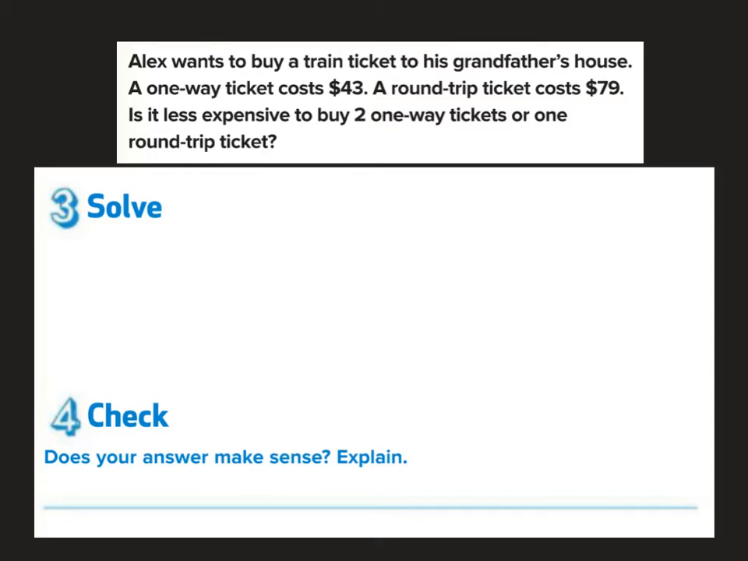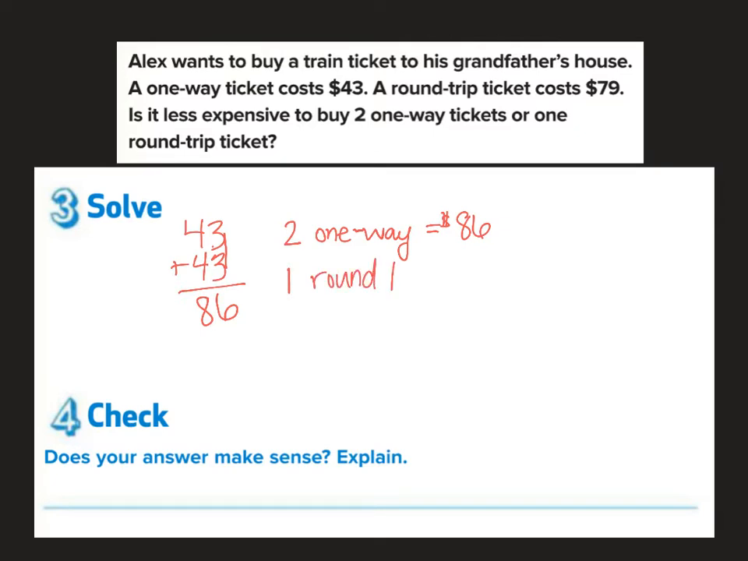Okay, so now we're going to solve. So I'm going to see how much 2 one-way tickets cost. So I'm going to take 43 and add it to 43. 3 plus 3 is 6. 4 plus 4 is 8. So 2 one-way tickets equals $86. 1 round trip equals $79, which is less expensive. 1 round trip is less expensive, right?